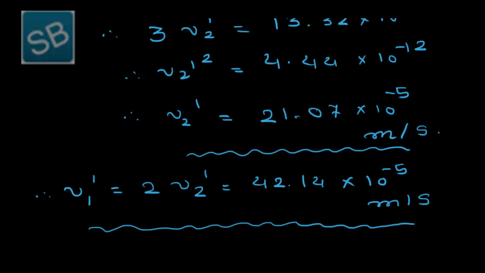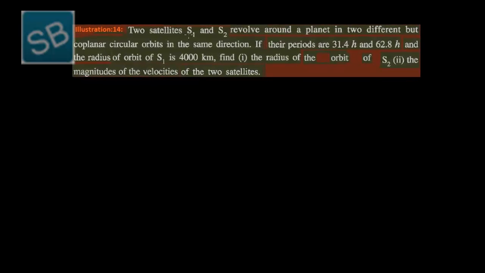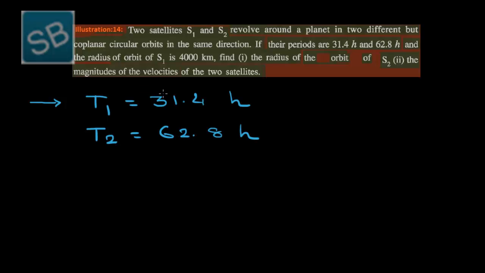Now let's move on to the last illustration of this chapter. Illustration number 14. Two satellites S1 and S2 revolve around a planet in two different but co-planar circular orbits, and they are in the same direction. If their periods are, suppose this is the time period of the first satellite, 31.4 hours, and the time period for the second satellite is 62.8 hours. And here the radius of the orbit of satellite S1, R1, or you can say small r, is 4,000 kilometers, and now we have to find out R2.